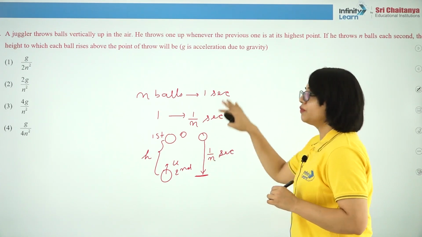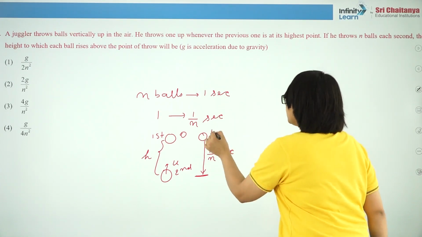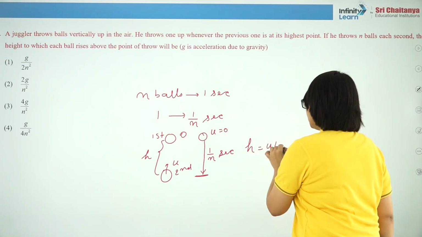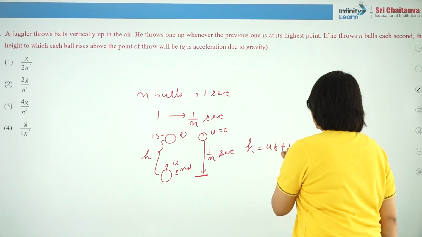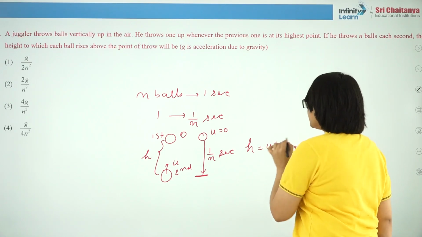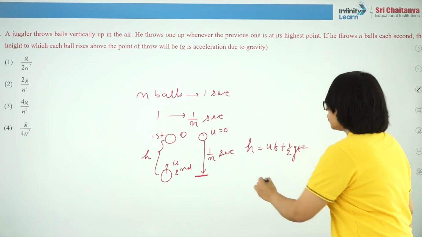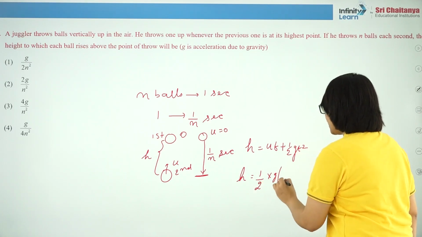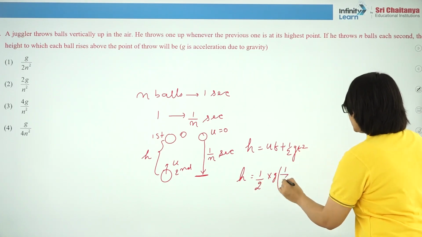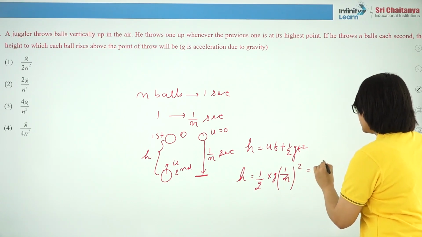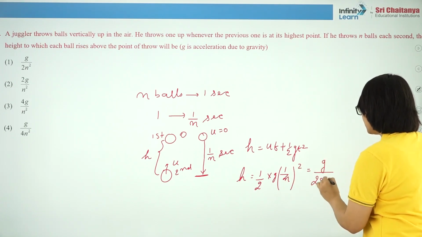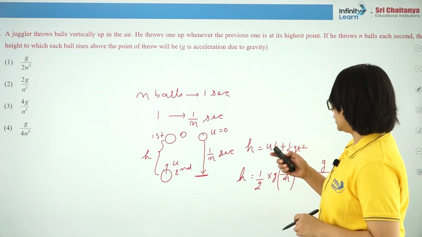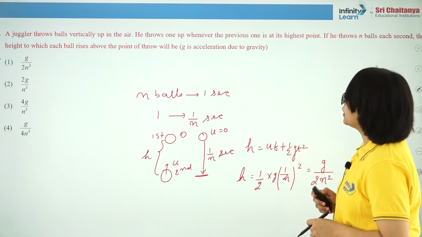For the first ball, for the downward journey, the initial velocity is 0. So, you can see that h is equal to ut plus half g t square, but ut will be 0 because u is 0. So, h will be half g t square, with t as 1 upon n, whole square, which is g upon 2 n square. So, this is the height achieved by the balls, which is option 1.